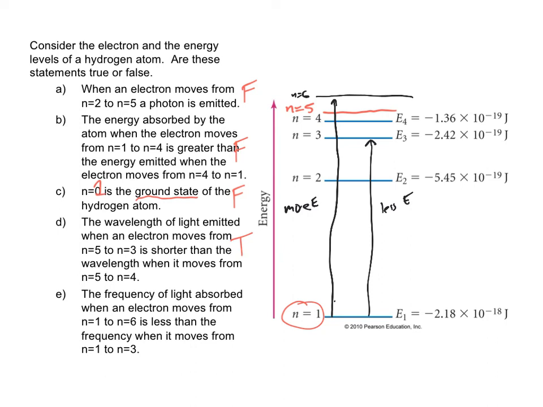And now it's talking about the frequency. And so frequency and energy are directly proportional. So if it requires more energy, that's going to be a higher frequency. And less energy is going to be a lower frequency. So when this says that the frequency of light absorbed when an electron moves from n equal to 1 to n equal to 6 is less, this would be false.